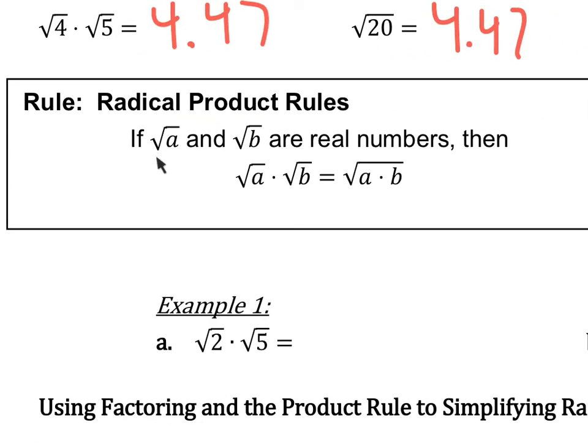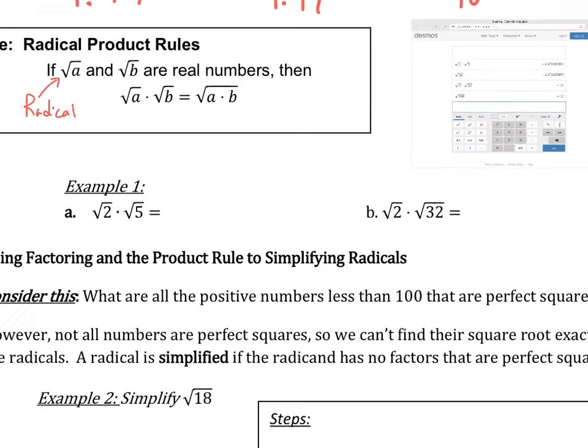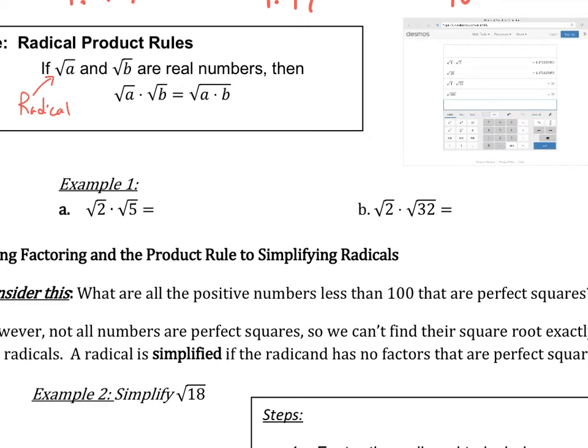All right, so this leads us to what we call our radical product rule. It says if we have 2 square roots, these are also called radicals. This symbol right here is called the radical symbol. All right, that is radical, dude. If we have 2 square roots, we can multiply them and put them together as 1 square root. Like this. If we have the square root of 2 times the square root of 5, that's just the square root of 10.